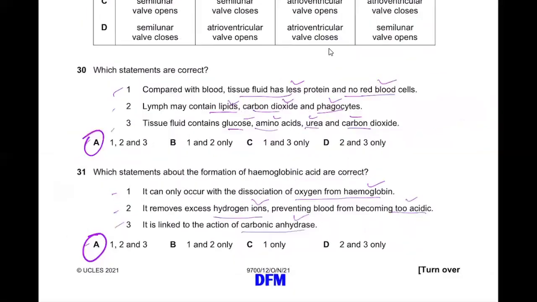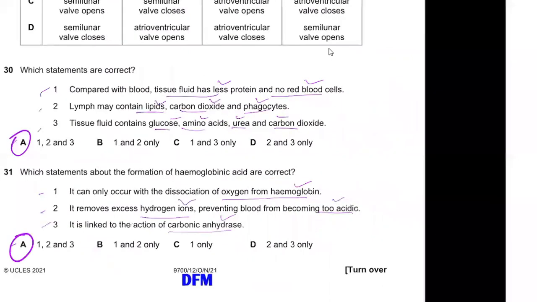Which statements about formation of haemoglobinic acid are correct? Haemoglobinic acid can occur with dissociation of oxygen from haemoglobin. Yes. It removes excess hydrogen ions, preventing blood from becoming too acidic. Yes. It is linked to action of carbonic anhydrase. Yes, all three are correct.